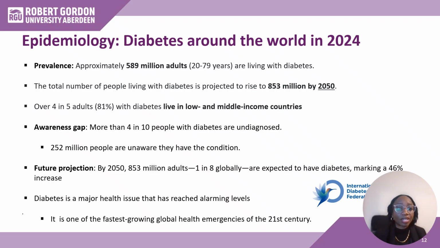There's a main awareness gap, as mentioned in this slide here. And again, by 2050, around 1 in 8 people globally will have diabetes. So it's a major health issue that has already reached alarming levels to date, and it's one of the fastest growing global health emergencies of the 21st century. These statistics I captured from the International Diabetes Federation.